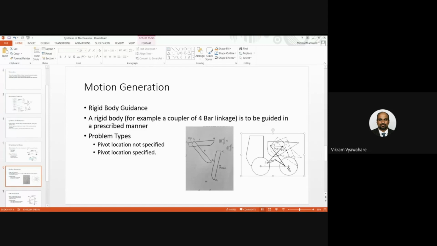Okay, we cannot just randomly assign some dimensions, as that will not cause that motion, right? We will have to find out how to get those dimensions. So that is the problem we are going to deal with. There are two variations in the problem types: in the motion generation problems, either I know the pivot locations or I don't know the pivot locations.